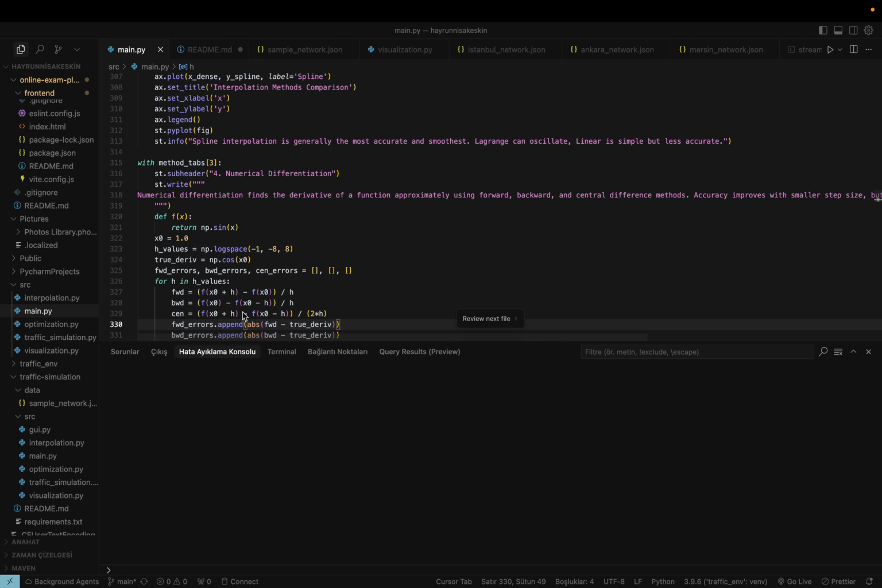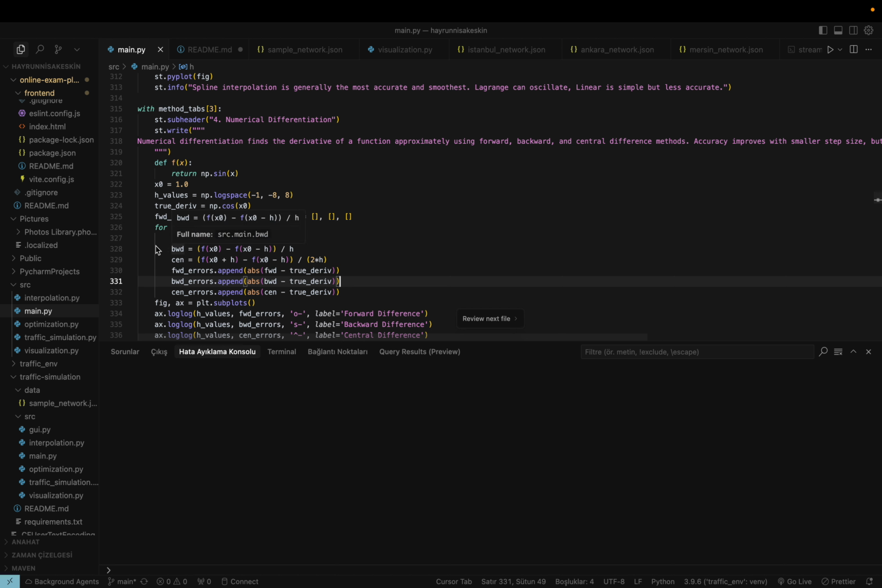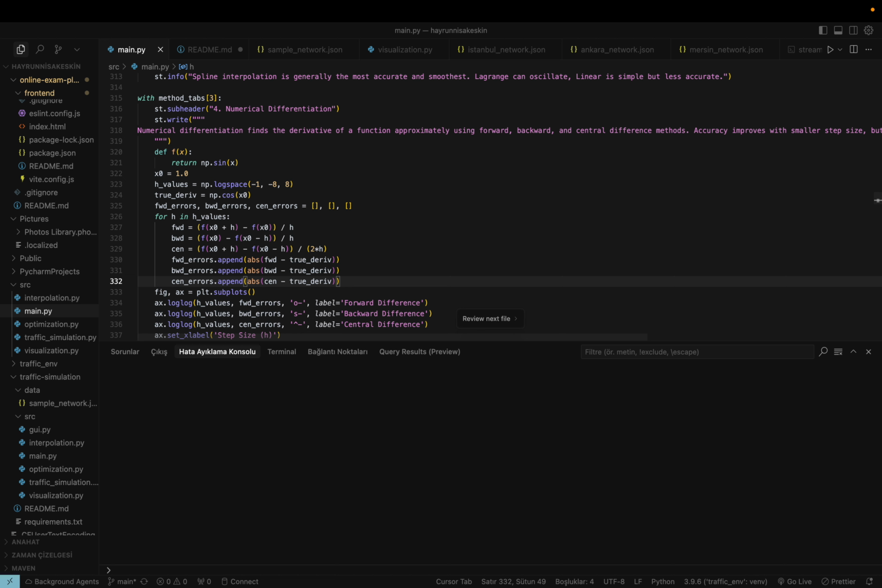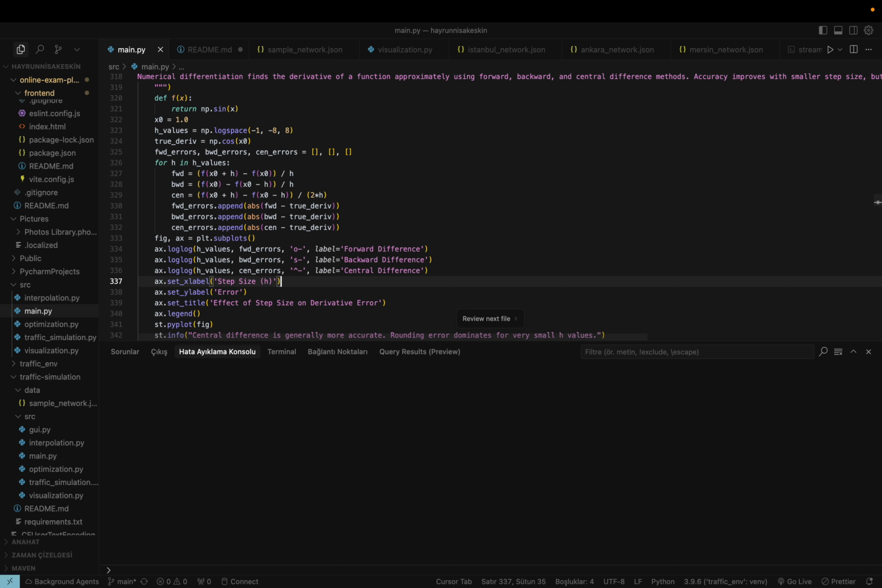And for h in h values, f(x0 plus h) minus f(x0). f(x0) derivative and true derivative, FVD and BVD and CEN errors, and ax.loglog h values and FVD errors and label FVD forward difference and BVD backward difference and CEN central difference and step size h. And graph.